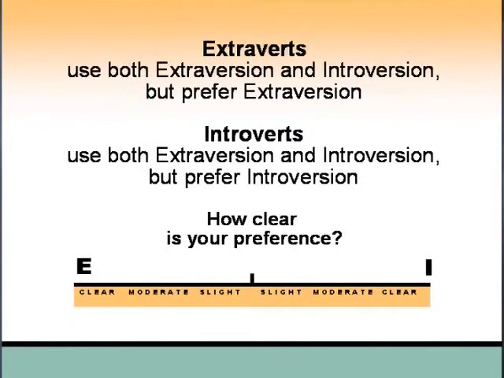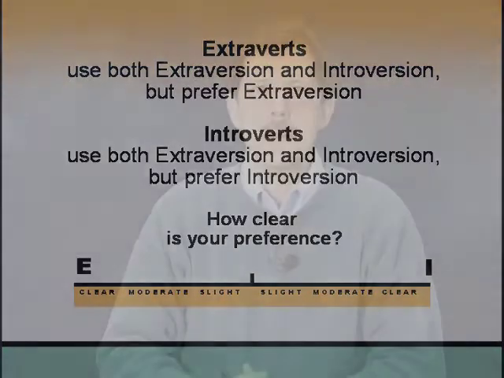Now, on this particular slide handout, use your pen, and on this scale, mark where you think that you fall on the extrovert to introvert scale. Okay, mark that now. The next scale is sensing and intuition, and this deals with how people take in information.